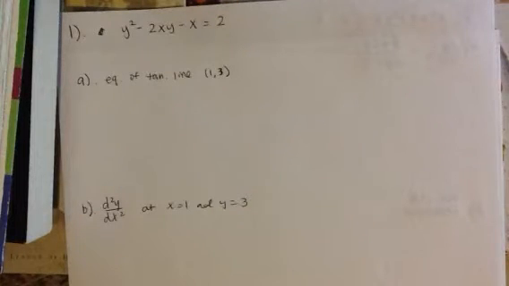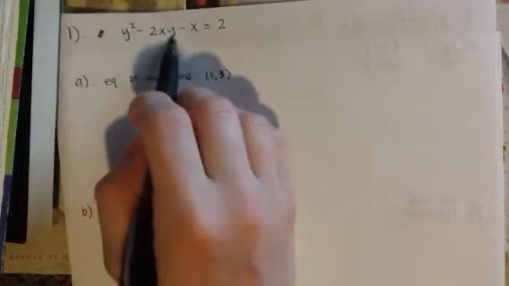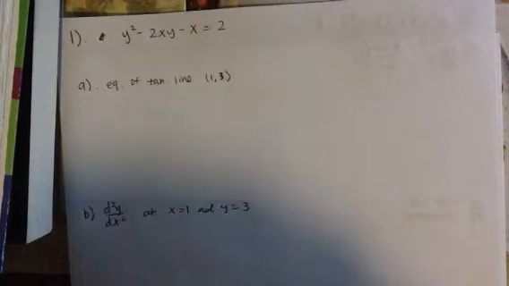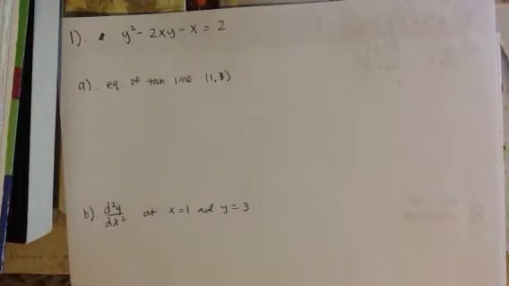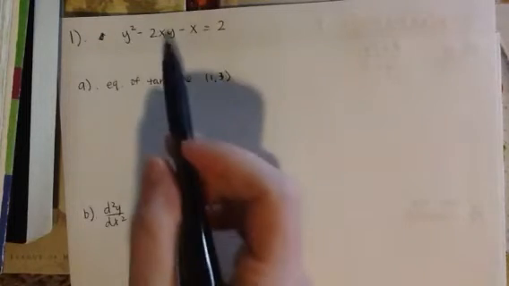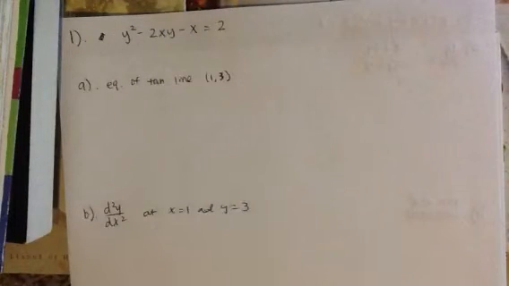Implicit differentiation is when you're taking the derivative with respect to a variable, and there are multiple variables. So here, see how we have both x and y. When I take the derivative of x, that's going to be 1, but when I take the derivative of y, because I'm taking the derivative with respect to x, the derivative of y will be dy/dx.